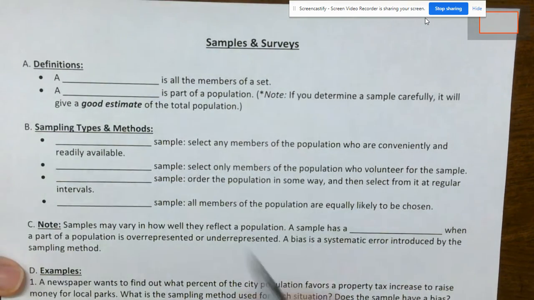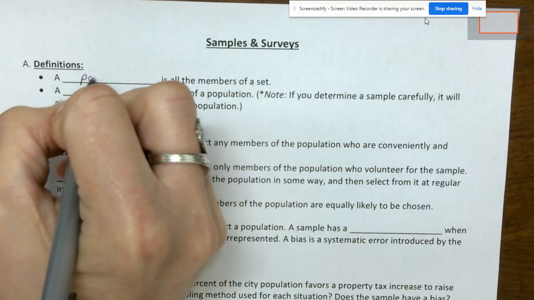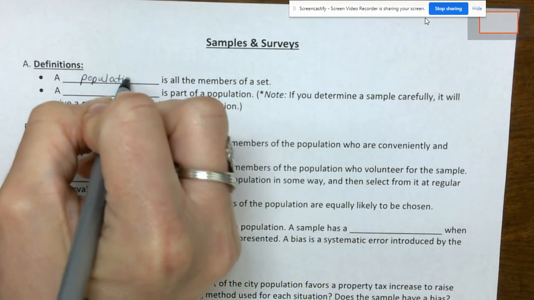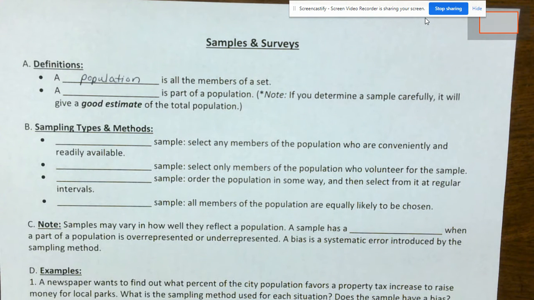Our first definition is for a population. A population is all the members of a set. For instance, if I were to say that I'm going to survey the entire student body at Randleman High School, my population would be the student body at our school.